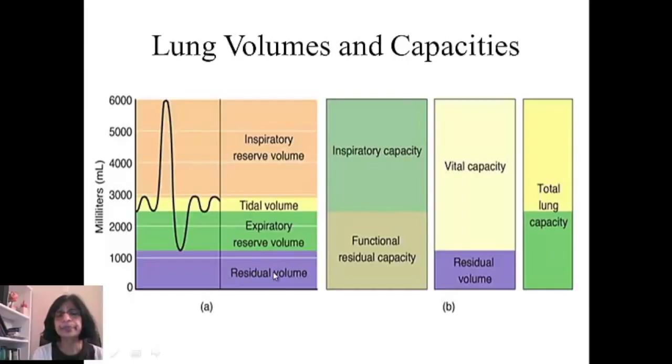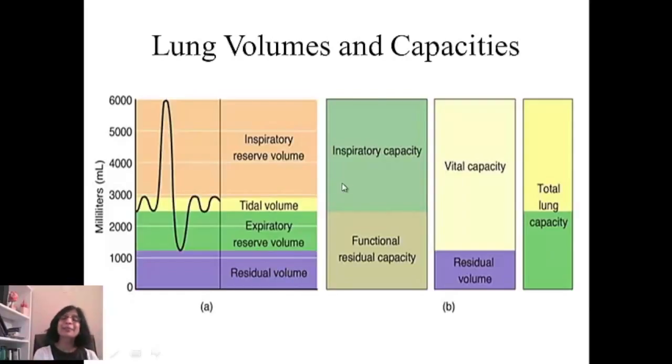Residual volume is the amount of air left in the lungs at the end of expiratory reserve volume. So you have released maximum amount of air you possibly could, and there is still so much air, and that adds up to about 1200 ml of air as well. So those are some terms we talked about: inspiratory reserve volume, tidal volume, expiratory reserve volume, and residual volume.